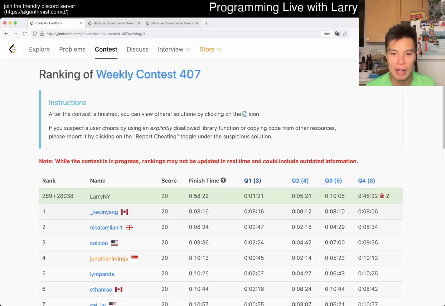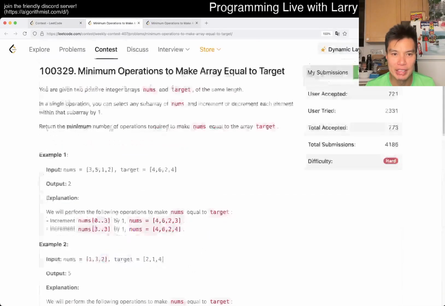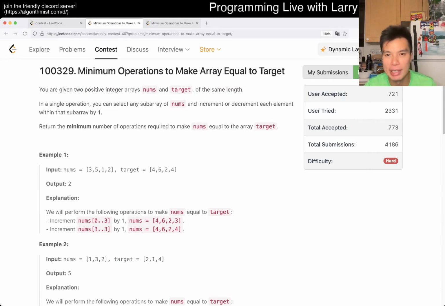Hey everybody, this is Larry, going over Q4 of the weekly contest 407, minimum operations to make array equal to target.